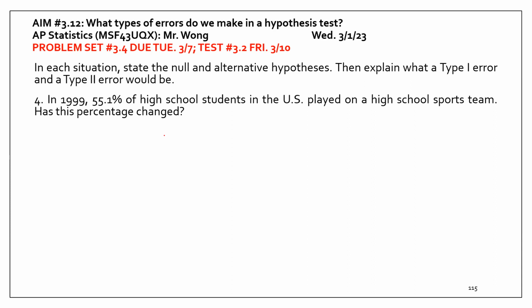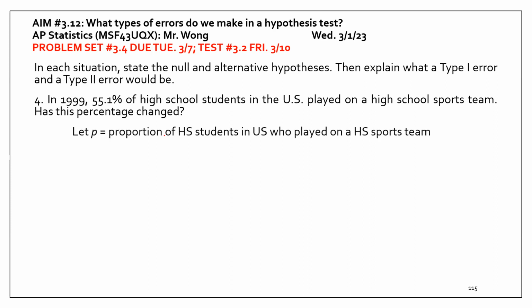In 1999, 55.1% of high school students in the US played on a high school sports team. Has this percentage changed? So take a minute and write the null and alternative hypotheses, and be prepared to state the parameter in context as well. Okay, let's see if you're correct.